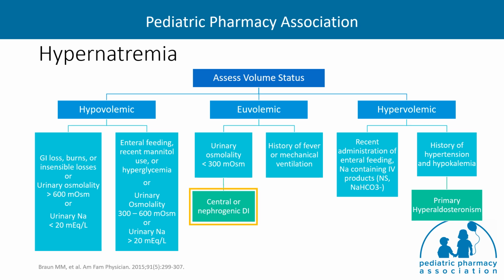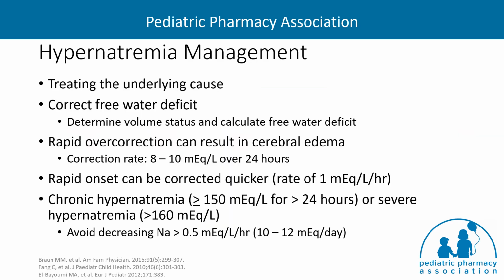The 2 disease states that we're going to focus on are going to be central and nephrogenic DI. To briefly review hypernatremia management, we first want to identify and treat the underlying cause when possible. We also want to correct the free water deficit, which determines the volume status, and we can calculate the free water deficit. This is reviewed in the Fluids and Electrolytes PPA clinical competency session.